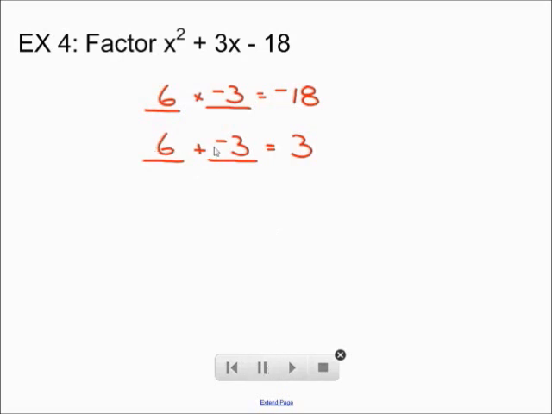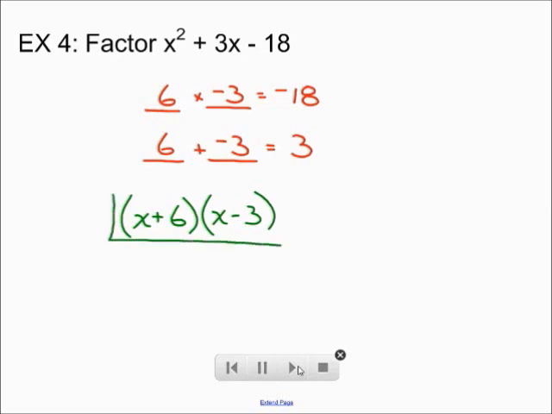If you had the negative sign in the wrong spot, negative 6 times positive 3 would equal negative 18, but negative 6 plus 3 would equal negative 3, so that wouldn't work. So our factorization would be x plus 6 times x minus 3. And again, we can check our answer.